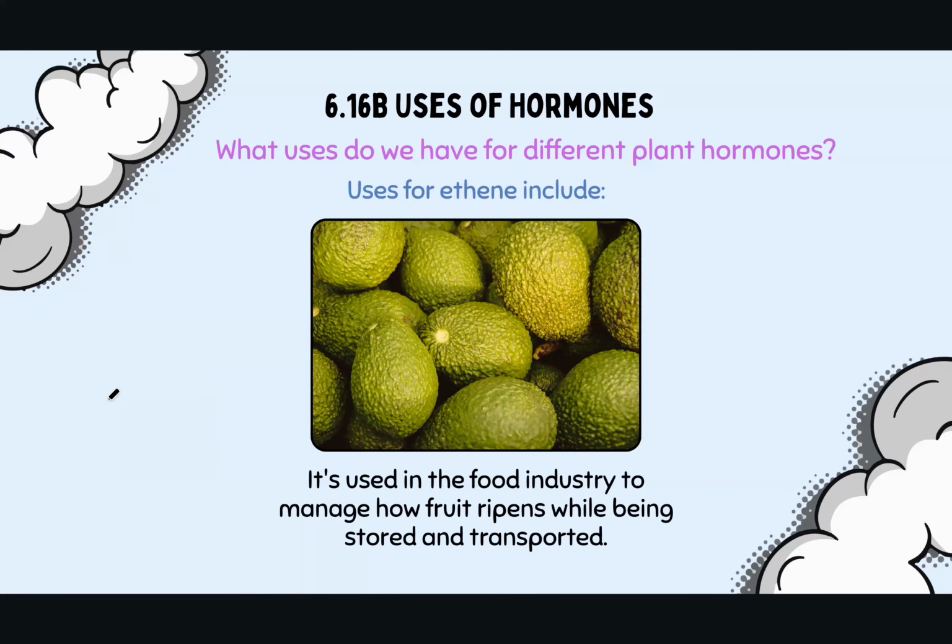It's used in the food industry to manage how fruit ripens while being stored and transported. So what that means is you can take some fruit, for example, an avocado, and some avocados have to travel quite far before they get to the UK. So what they'll do initially is they'll take them when they're quite unripe. And then just before they get sent to the supermarket, they release ethene and then that fruit ripens really quickly. When it's at the right shade of green, that's when they get sold and sent to the supermarkets.